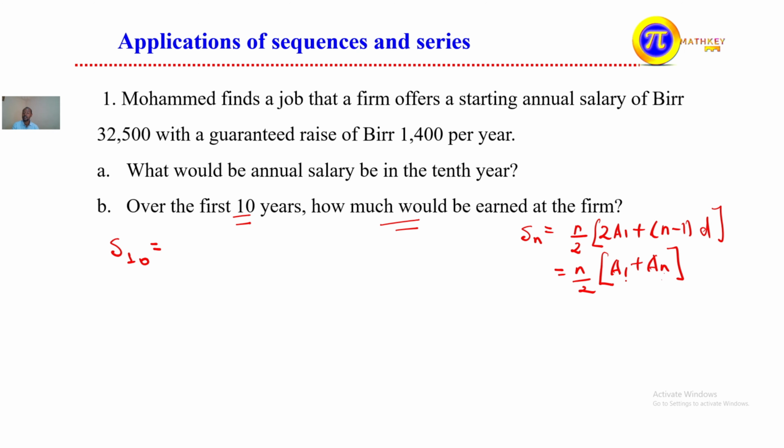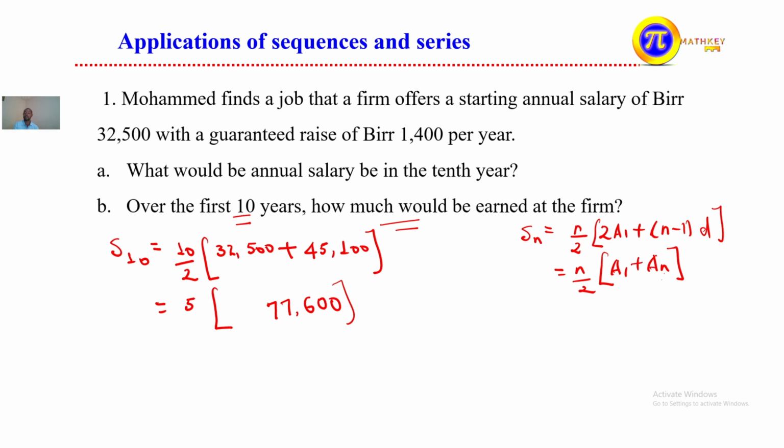So n is 10, so it is 10 divided by 2 times A1, which is 32,500, plus the 10th term, which we already found to be 45,100. That equals 10 divided by 2, which is 5, times the sum of these: 32,500 plus 45,100 is 77,600.